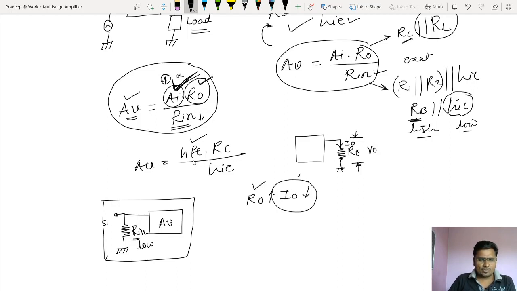Even if a very small input voltage appears here, that whole input will get applied to the base of the transistor immediately. Why? Because no resistance or very small resistance is present at the base, at the input of the amplifier. So every small signal coming at the input side will be directly transferred to the base of the transistor and will get amplified.